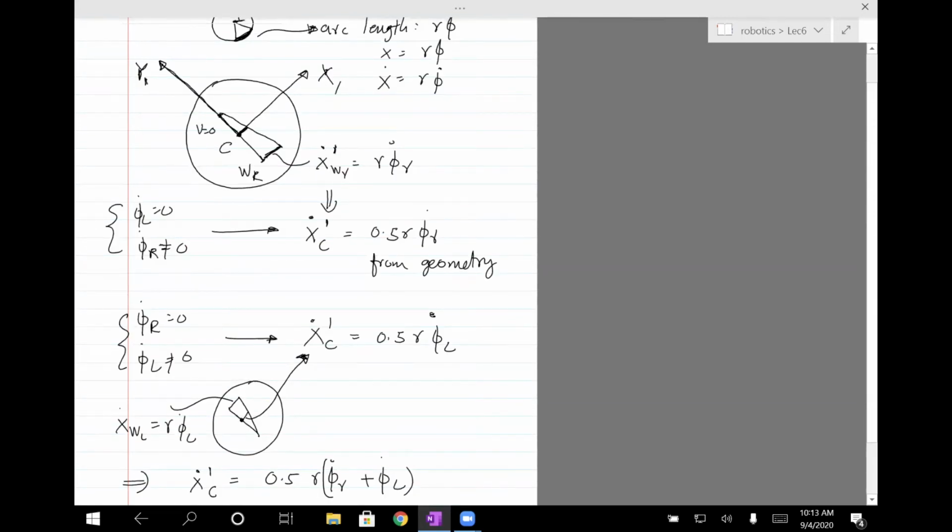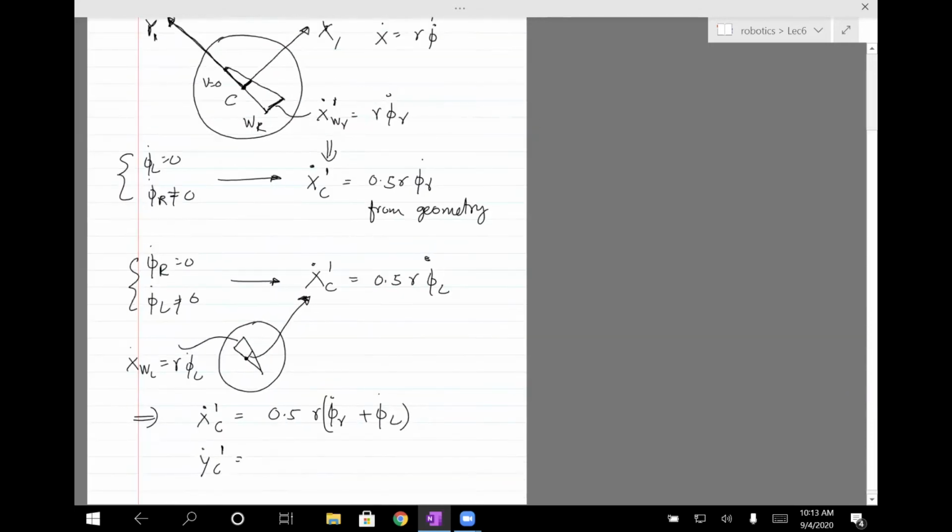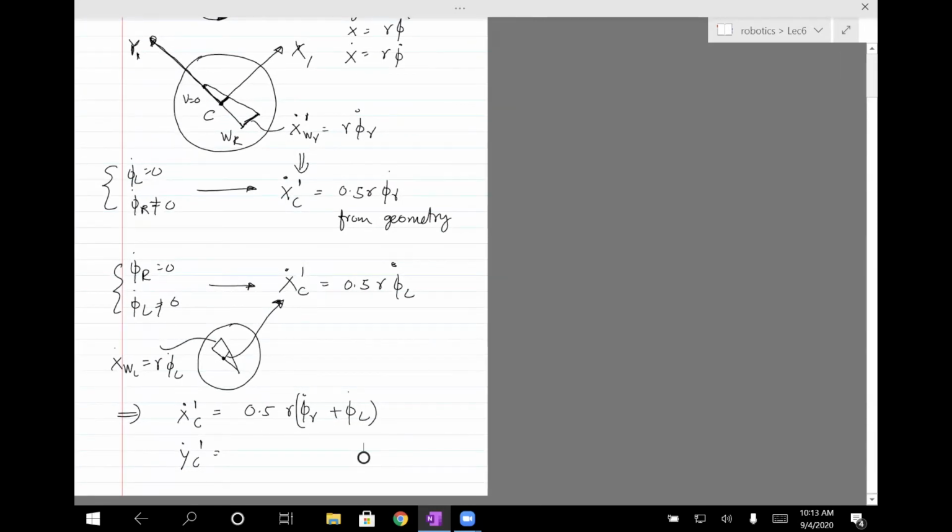Can somebody guess what the speed in the y direction would be? What's y dot c1? You can just say it or you can type it. What's the speed of point C in the y direction when either the left or the right wheels are spinning? Nobody? Okay, it's zero. Yeah, that's right.